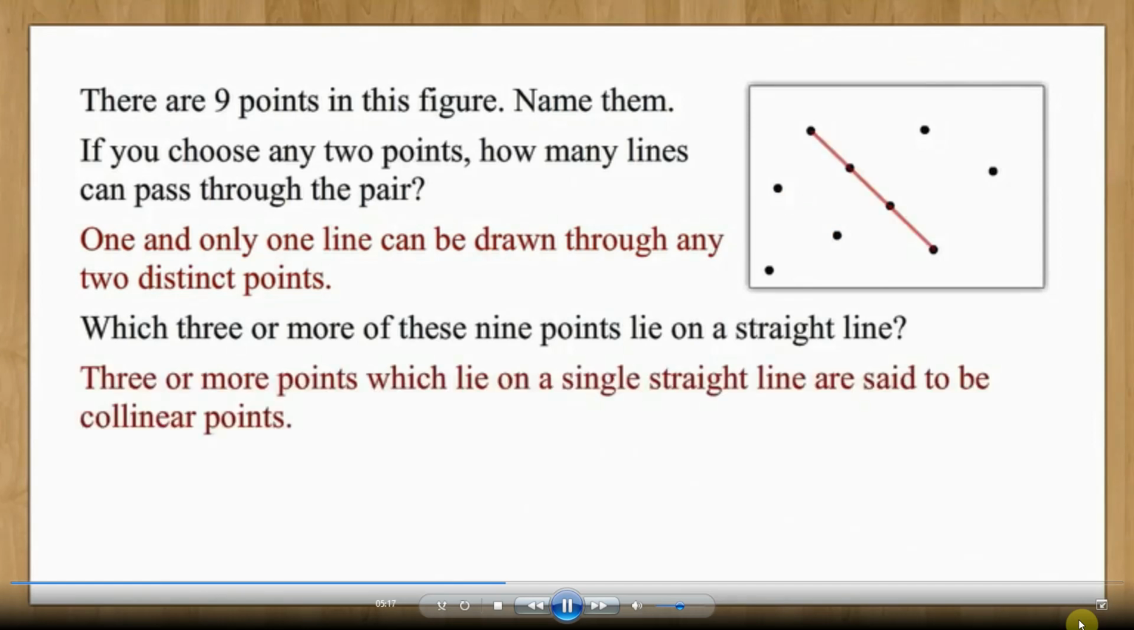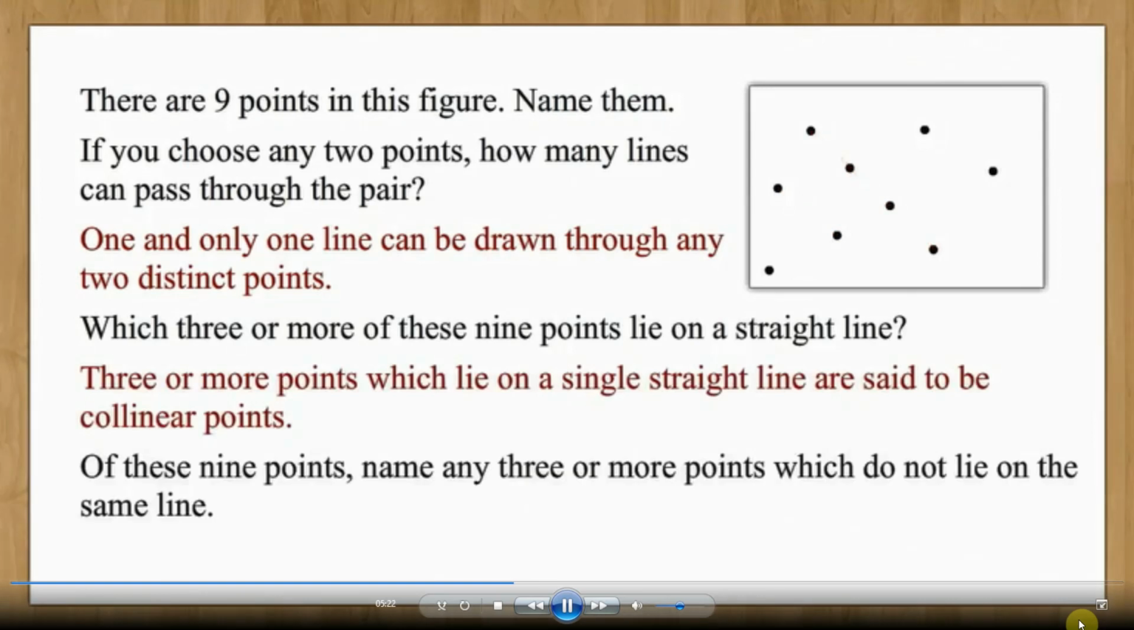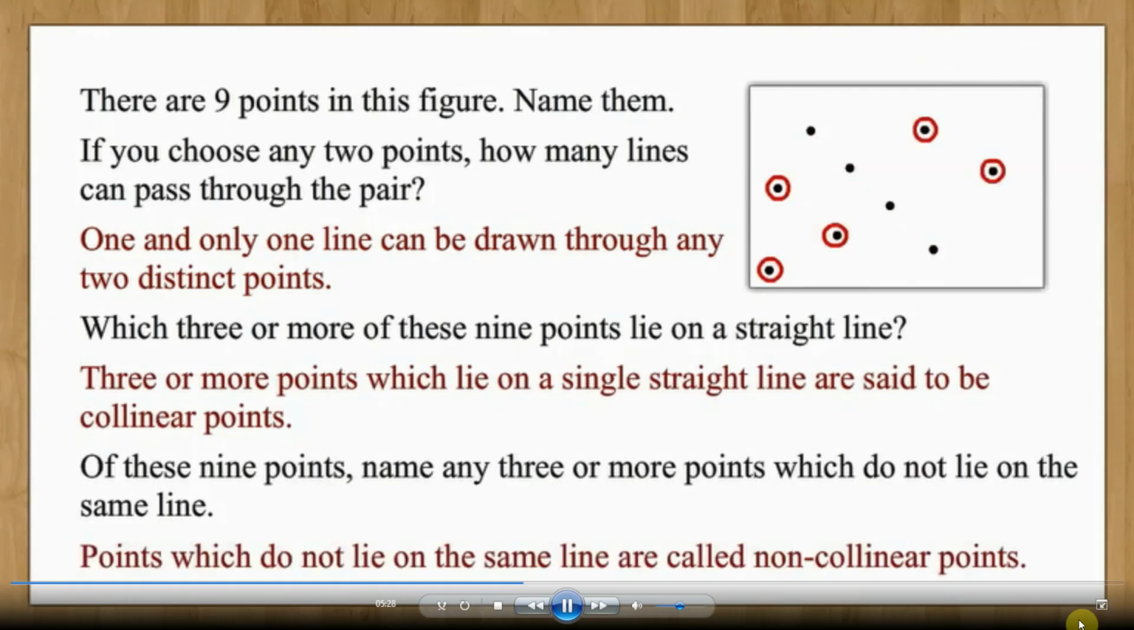3 or more points which lie on a single straight line are said to be collinear points. Of these 9 points, name any 3 or more points which do not lie on the same line. Points which do not lie on the same line are called non-collinear points.